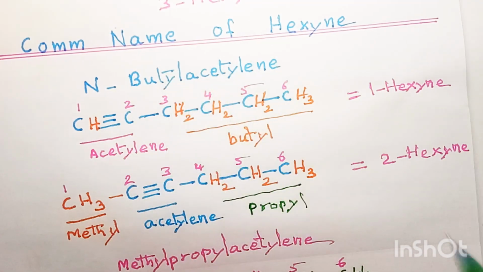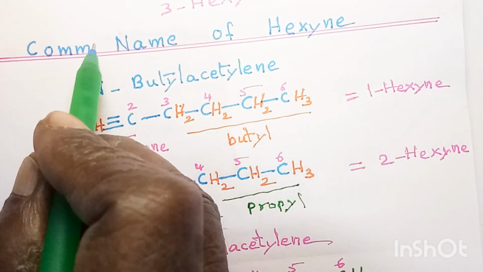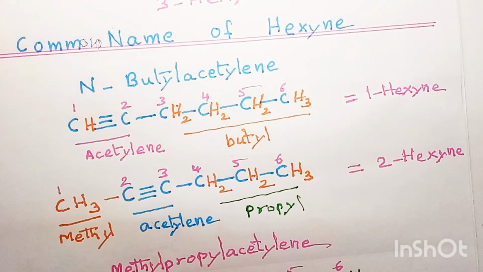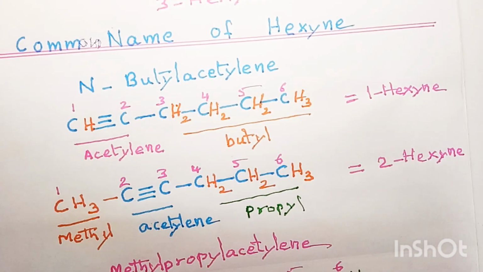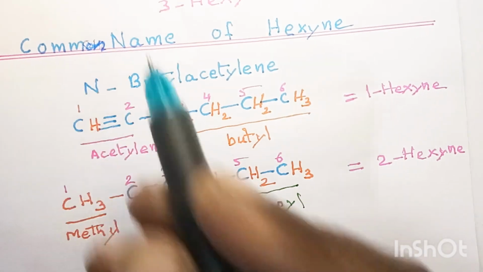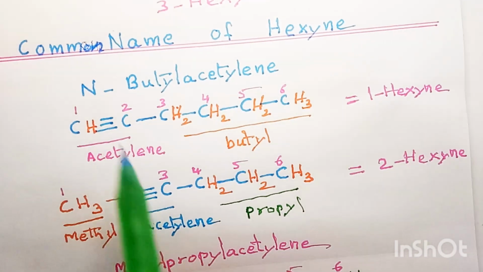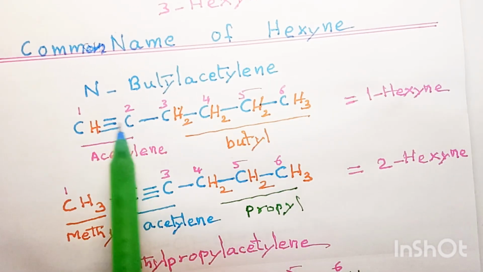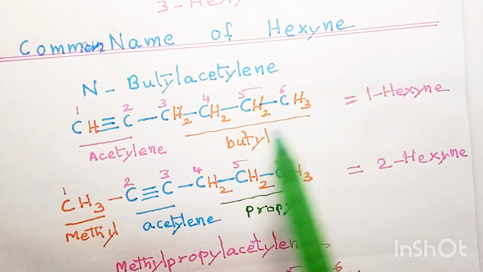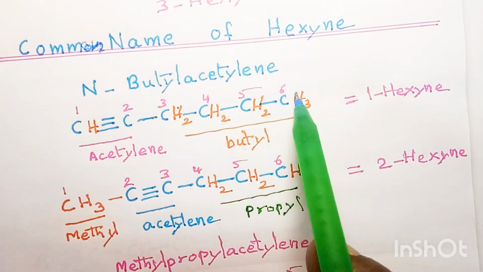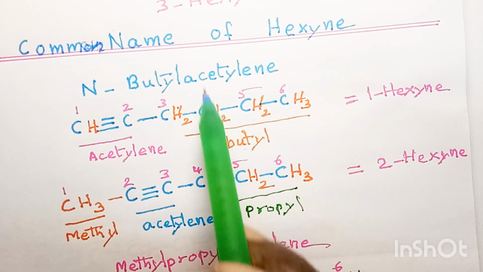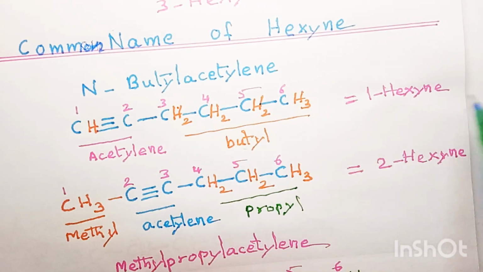Common names of hexyne. What are the common names of hexyne? The common name is n-butyl acetylene. n-butyl acetylene is nothing but there is a triple bond between first carbon and second carbon. So this is the acetylene part. The remaining carbon atoms are 4. So it is the butyl part. So it is called n-butyl acetylene. n-butyl means it does not have any branches. This is the name of 1-hexyne.